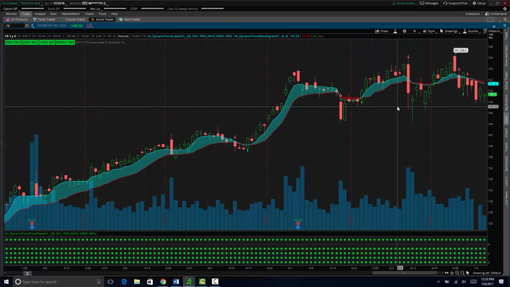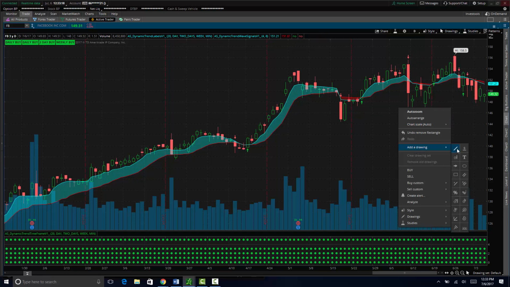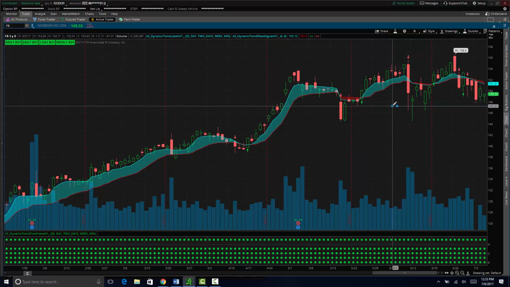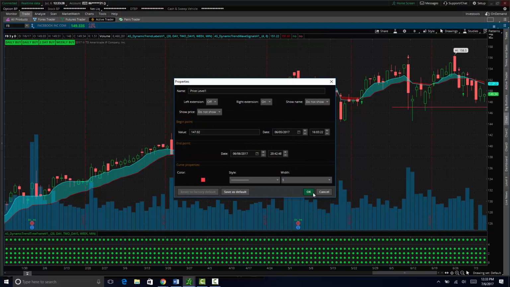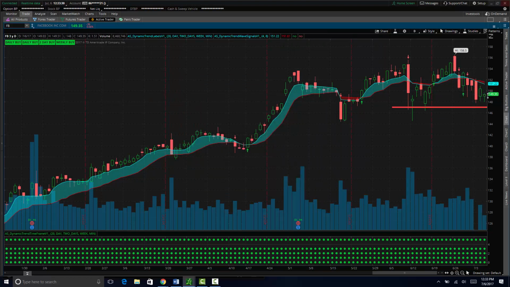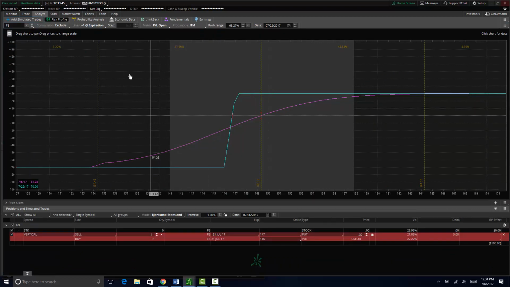As long as Facebook stays above 147 by July monthly expiration, it can stay sideways, it could even go down a couple dollars. Let's say it goes up, well then that credit spread is just going to continue to go down in value, and maybe I could buy it back for 10 cents. So let's analyze it one more time. And we see here the probability of this trade making money.